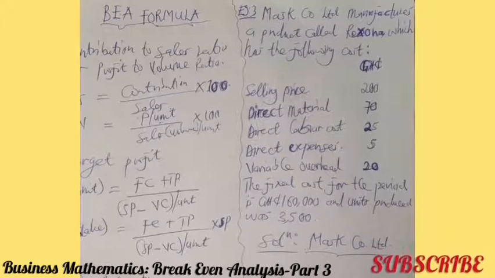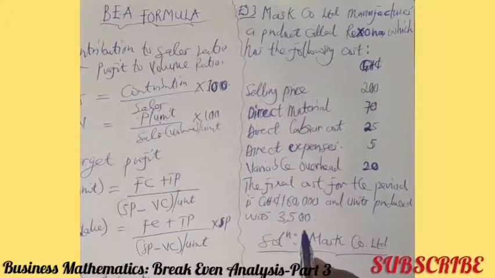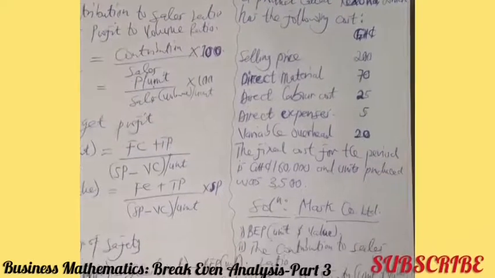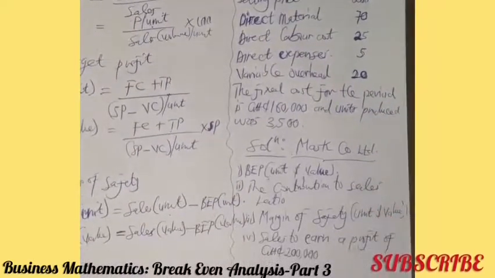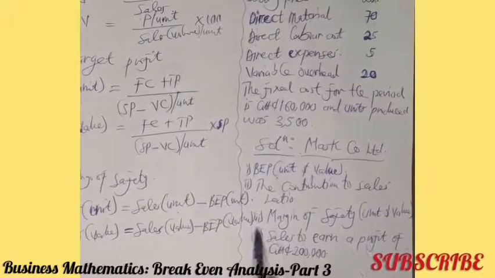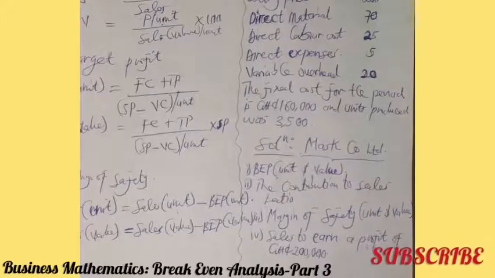Okay, but the requirement wasn't given. Let the requirement be given, because I didn't have the requirement. So the requirement here is you are asked to find your break-even point in terms of units and in value, the contribution to sales ratio, the margin of safety in terms of units and value, then sales to earn a profit of 200,000.